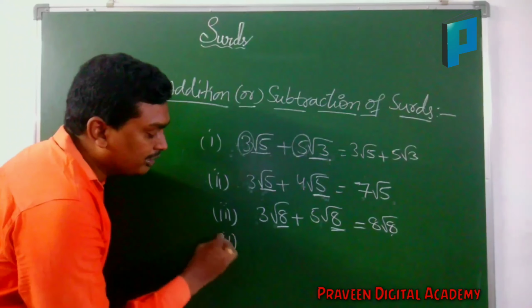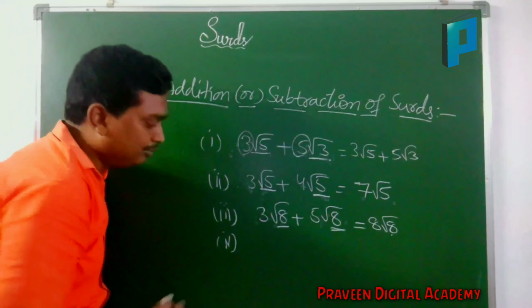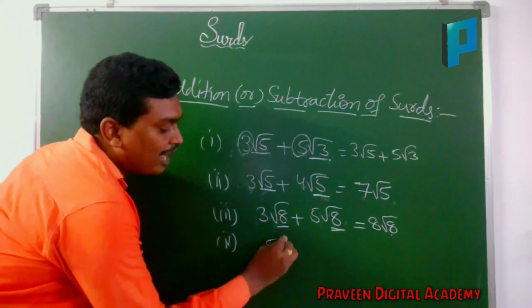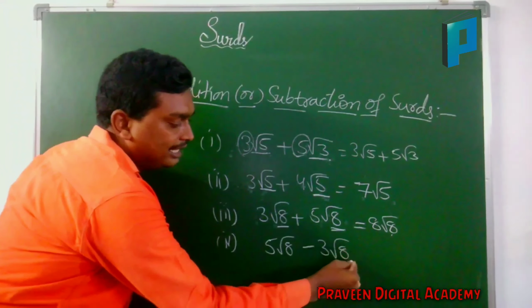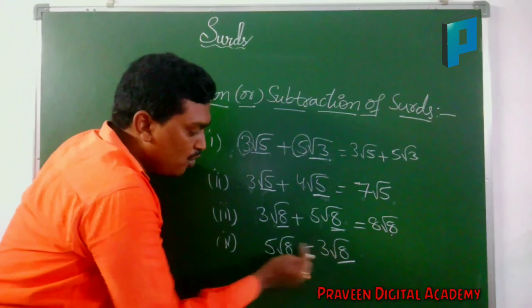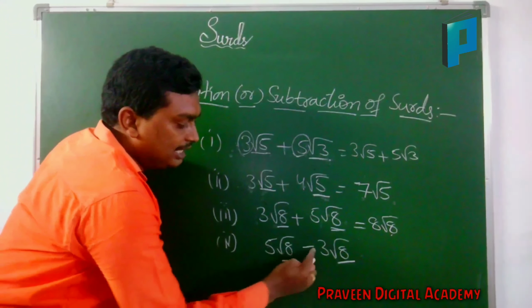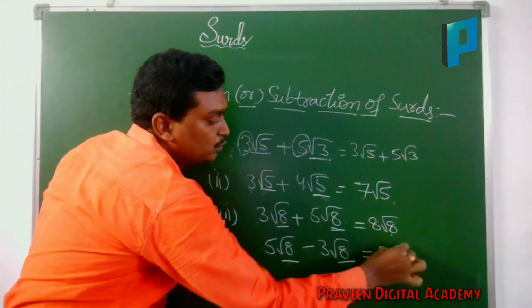Subtraction is also the same. If the root values are the same, then only we will subtract the terms. If you are having 5 root 8 minus 3 root 8, here root 8 are equal, so we can subtract the rational factors. What will we get here? 5 minus 3 is 2, so 2 root 8.